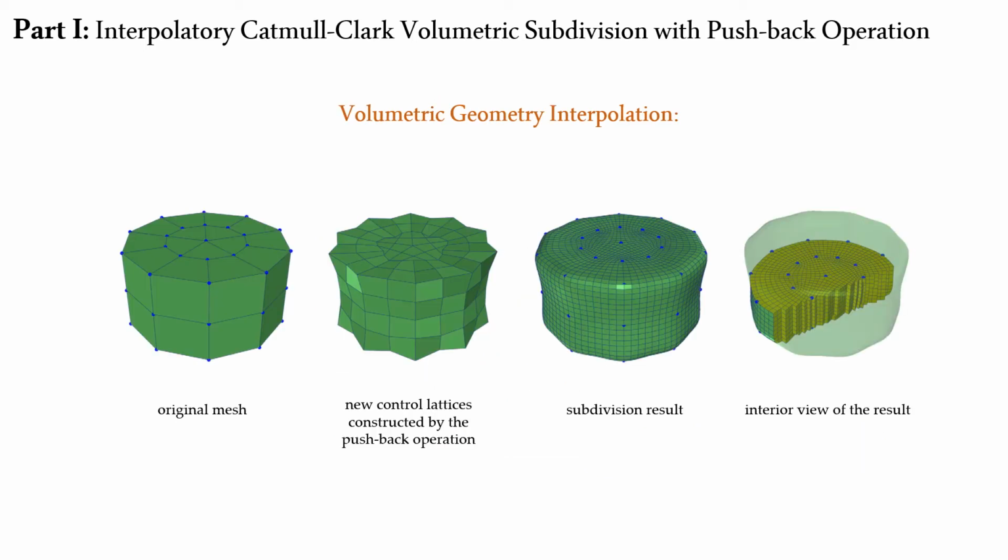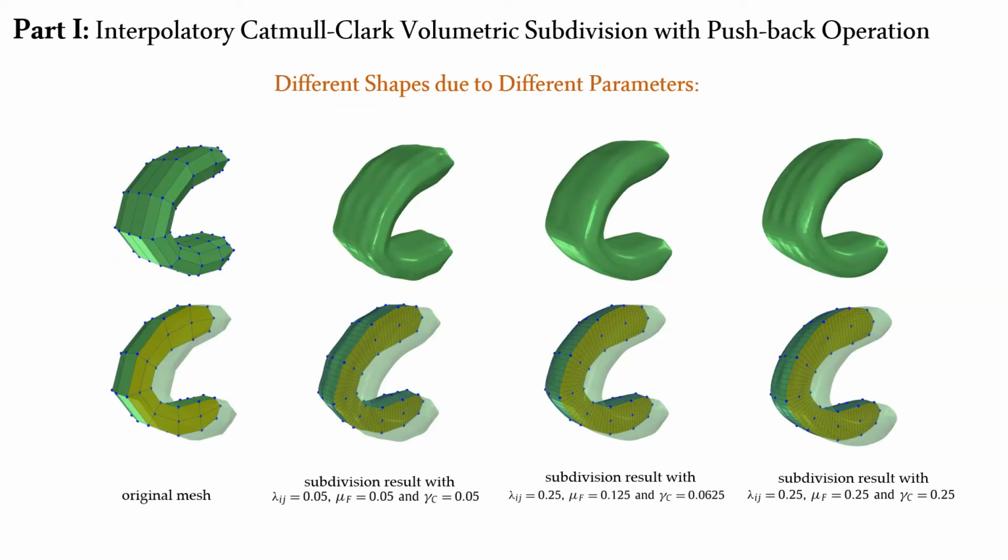This slide shows the result of the above method. The blue points mean the vertices of the original mesh. We can clearly see that the limit subdivision volumes interpolate all the blue points, not only on the surface but also inside. In our pushback method, we added three parameters to compute the position of the vertices. We can see that different parameters lead to different shapes. It brings flexibility when we model in this way.